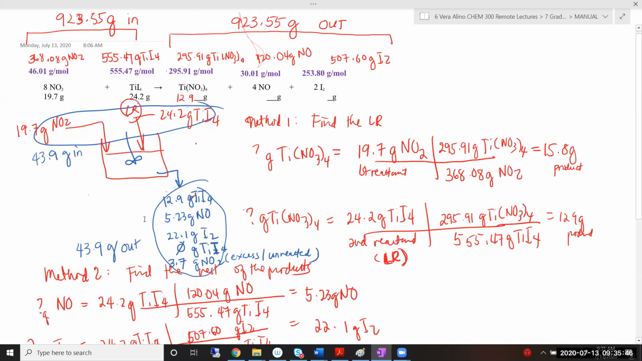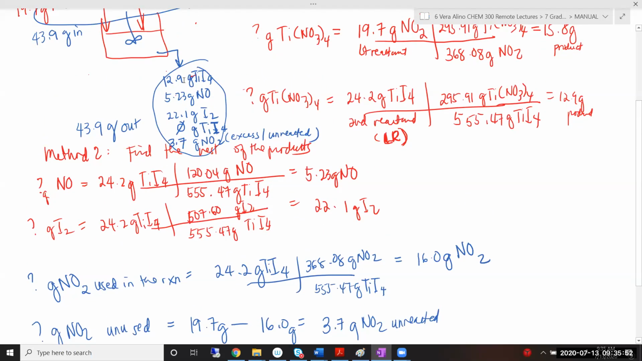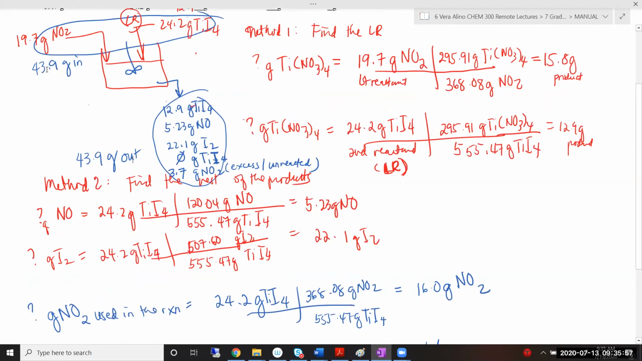Okay, so meaning to say, you actually don't have to do all of these calculations in blue. If you add all of these products formed and then subtract it from 43.9, you're going to come out with 3.7 grams. And that's the amount of the excess or the unreacted NO2.